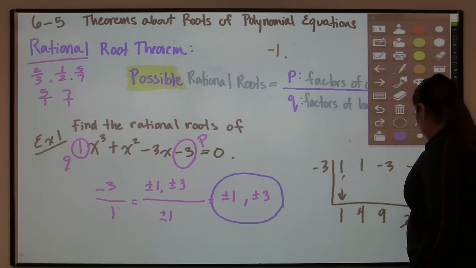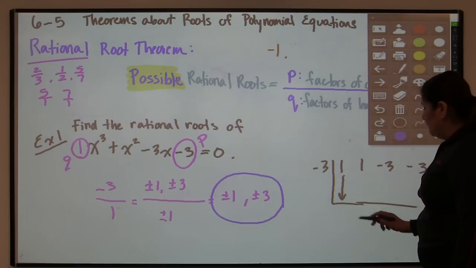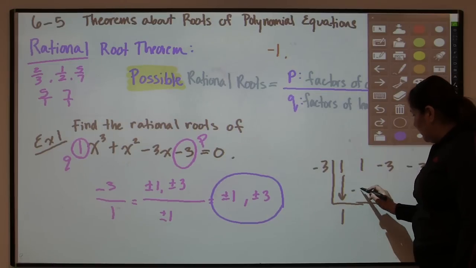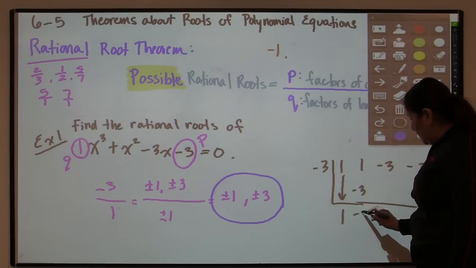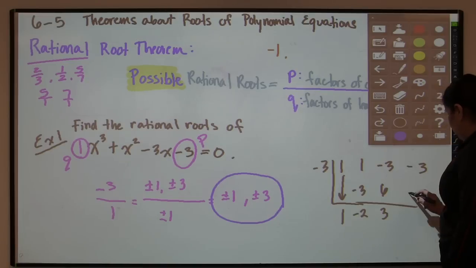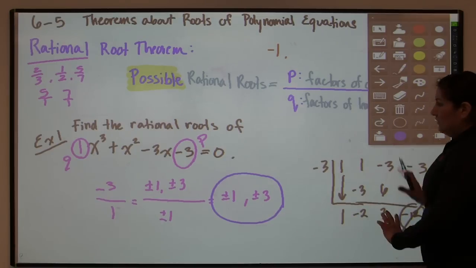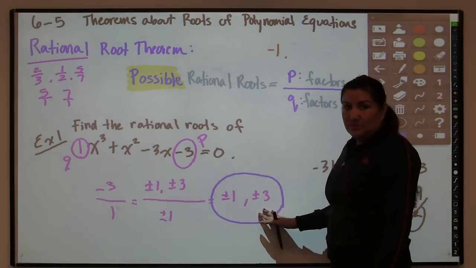And then we try one more time with the negative 3. So 1 times negative 3 is negative 3, negative 3 plus 1 is negative 2, negative 3 times negative 2 is positive 6, 6 minus 3 is 3, 3 times 3 is negative 9, and we get negative 12. And again, we don't get a 0 remainder. Therefore, after all this division, these are the only possibilities.